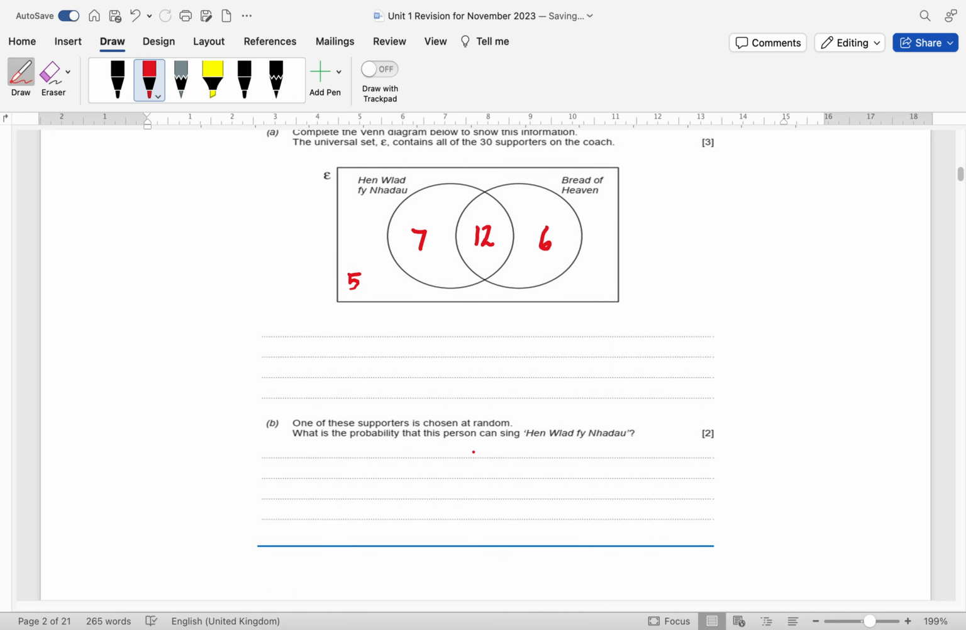One of these people is chosen at random. What is the probability they can sing Hen Wlad Fy N'adau? Don't fall in the trap of putting 7. There are 19 people that can sing Hen Wlad Fy N'adau out of the 30 people altogether.